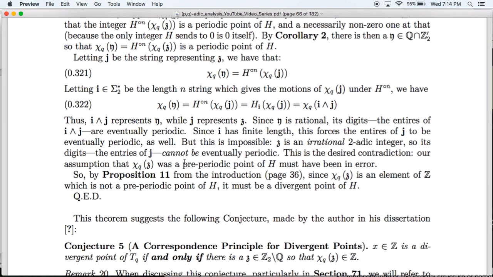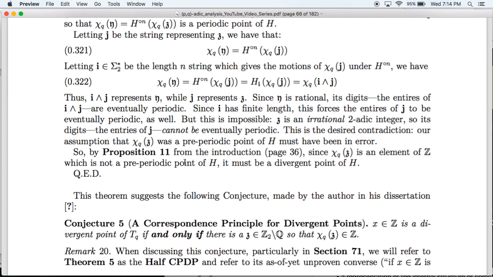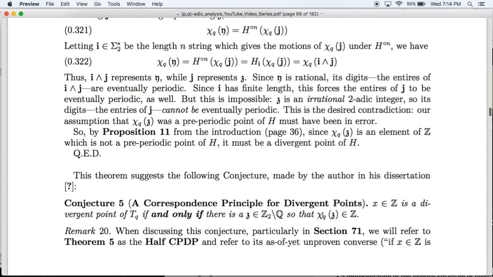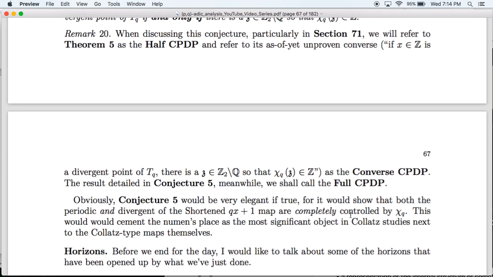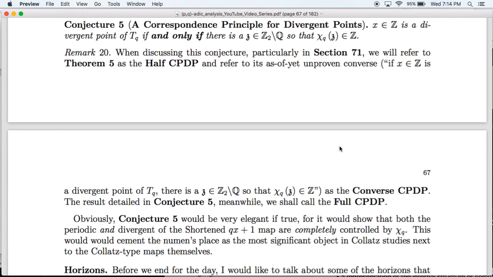Anyhow, having proved one direction of the correspondence principle for divergent points, I conjecture that the converse is true: that x is a divergent point of Tq if and only if there is an irrational 2-adic integer z such that chi-q of z is equal to x. Obviously, this conjecture would be really elegant if true, for it would show that both the periodic and divergent points of the shortened qx+1 map are completely controlled by chi-q.